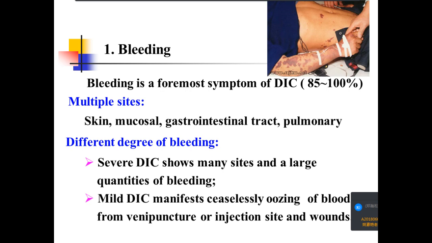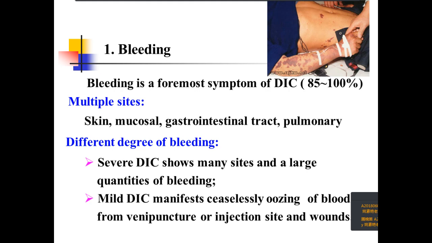Now, why does bleeding happen? Bleeding is the most common manifestation. It may happen in the skin, mucosa, gastrointestinal tract, and lungs. Now, all over the body bleeding may happen. The bleeding may be slight, or it may be severe.